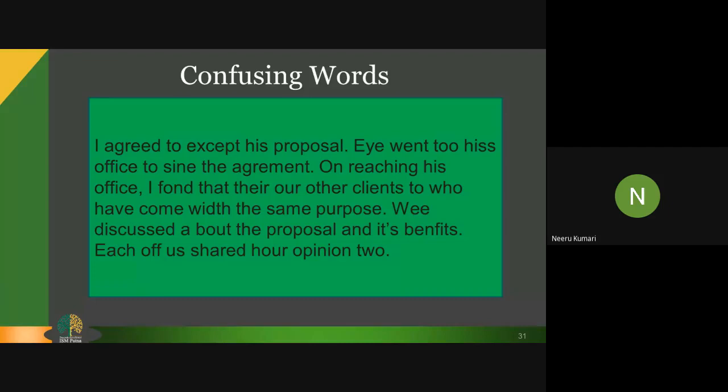We are going to talk about confusing words. We are going to further discuss the confusing words. As we deal with confusing words, let us understand that you may come across such words while writing any paragraph, or generally whenever we are framing any sentence.